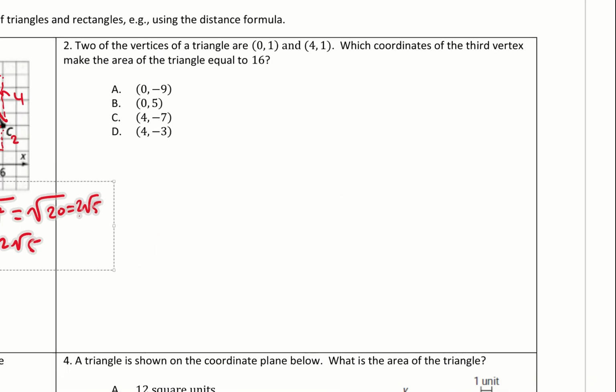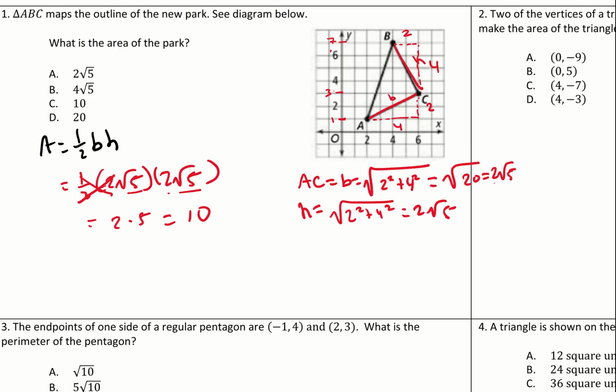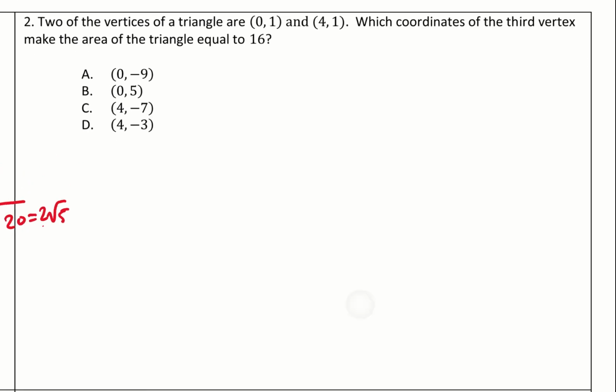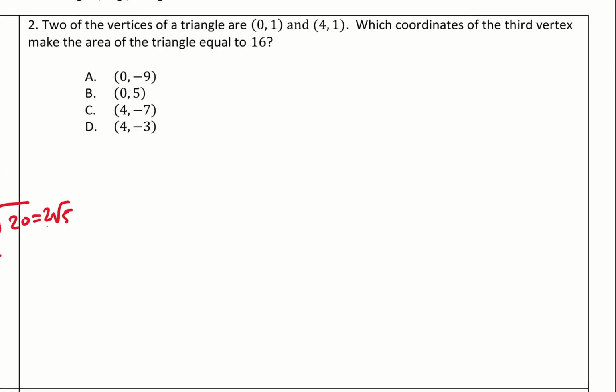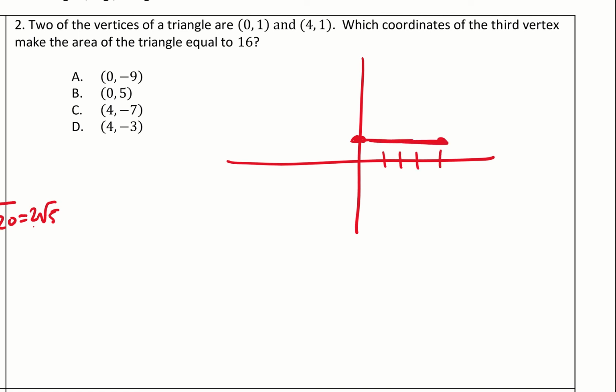All right, so number 2. This one is actually quite interesting, in the sense that it's very involved. Actually, I might be thinking of a different problem. This one is actually not too bad at all. It says 2 of the vertices of a triangle are 0, 1 and 4, 1. So that's one of the sides of the triangle. What do the coordinates of the third vertex have to be to make a triangle with an area of 16?